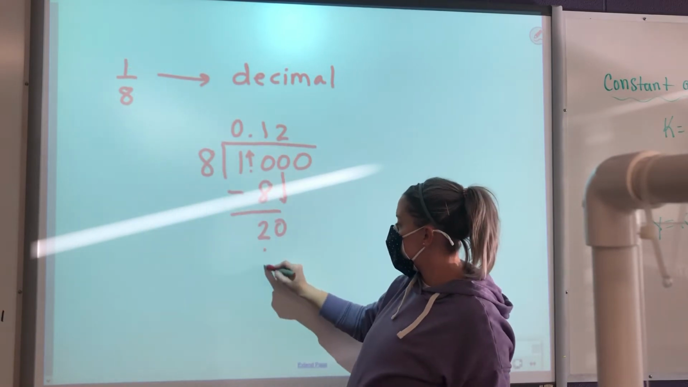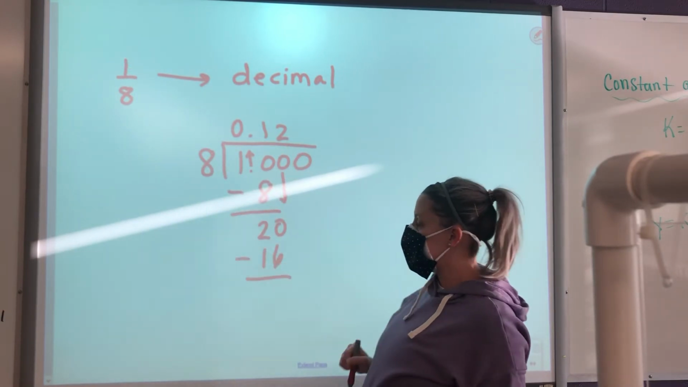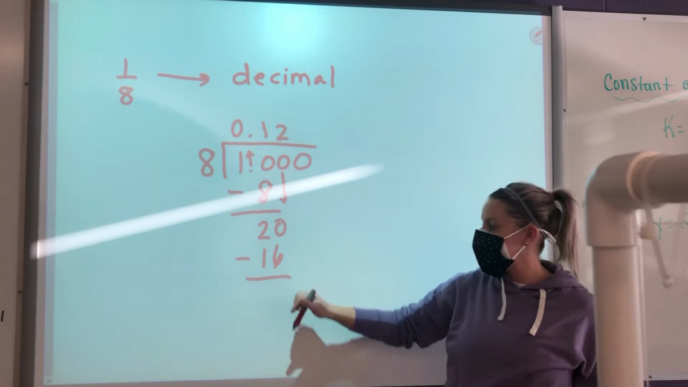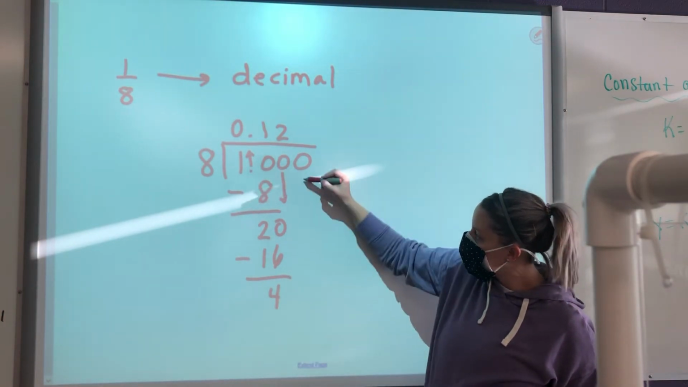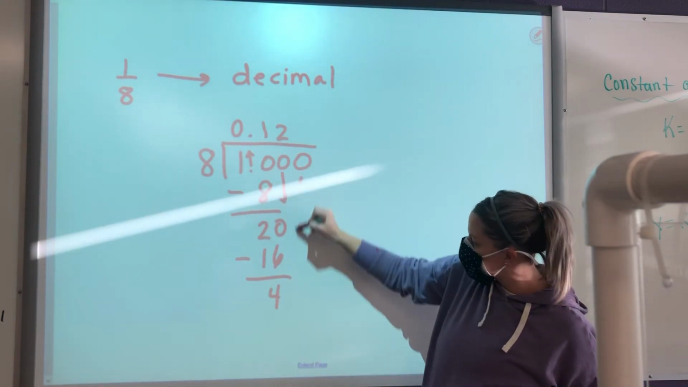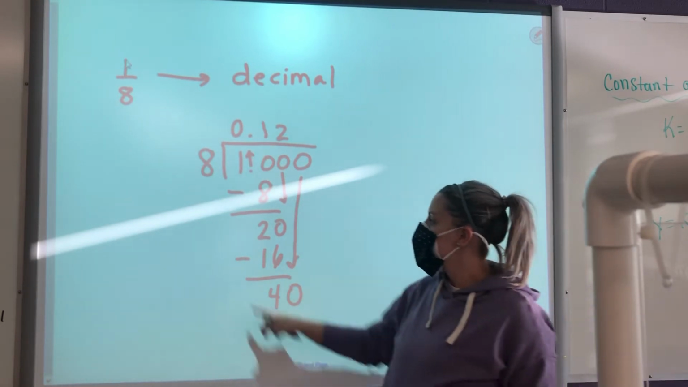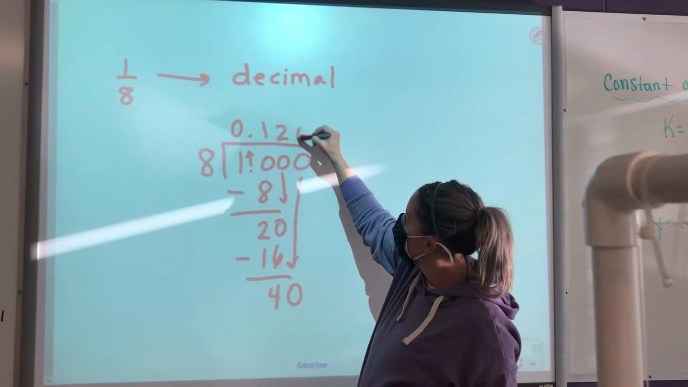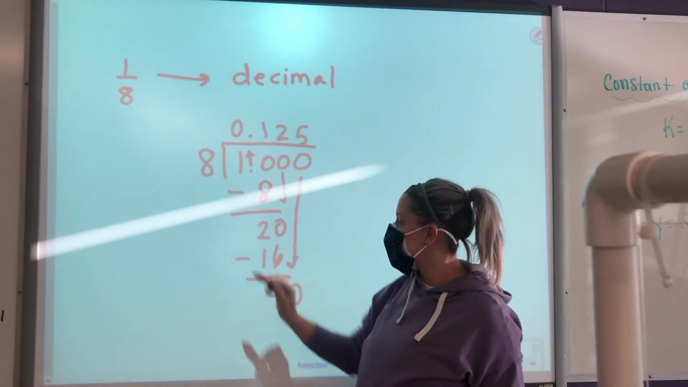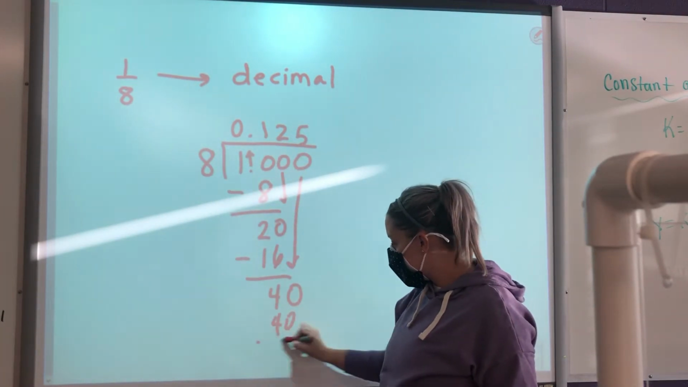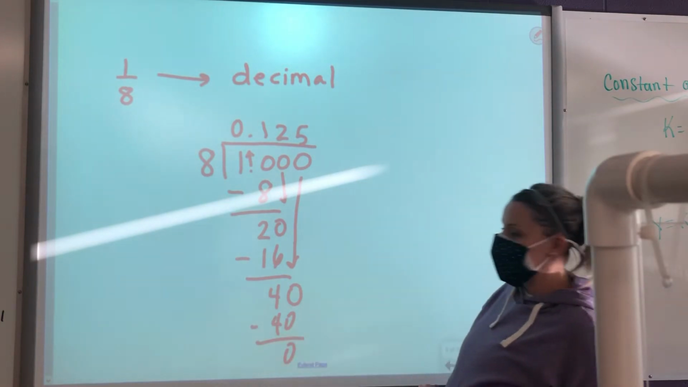2 times 8 is 16. And again, I subtract those two. 20 minus 16 is 4. 8 can't go into 4, so I bring down my last 0. 8 goes into 40 5 times. 8 times 5 is 40. I subtract and I get a 0.